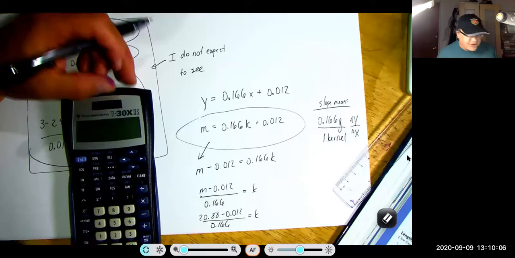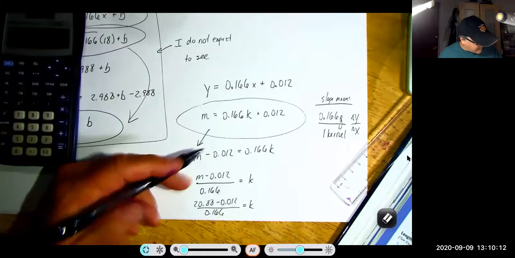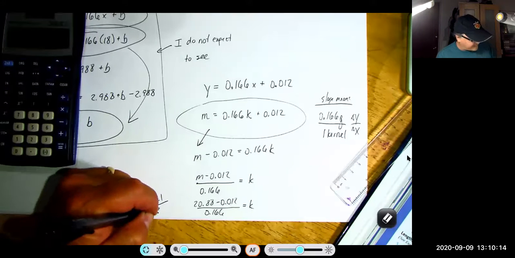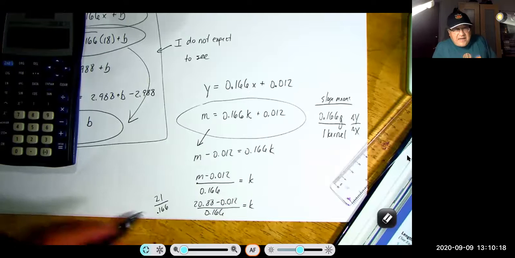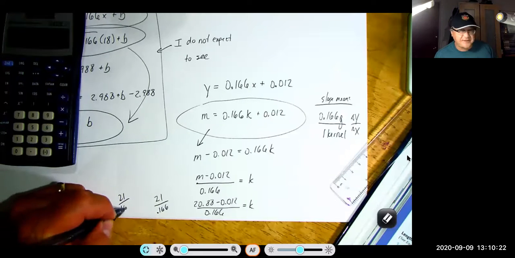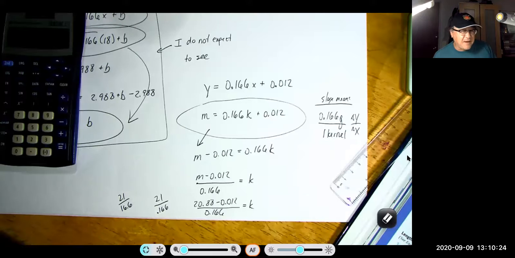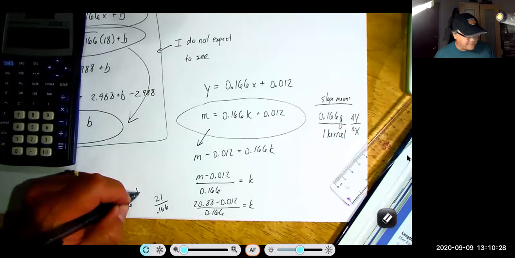Is there a way to ish this? What do you think? Isn't this roughly 21 divided by 0.166? Who in the world can do that? I can't. But what if this were 21 divided by 16.6? That's something I might be able to handle. 16 will go into that like 1.5 times, right? Roughly.